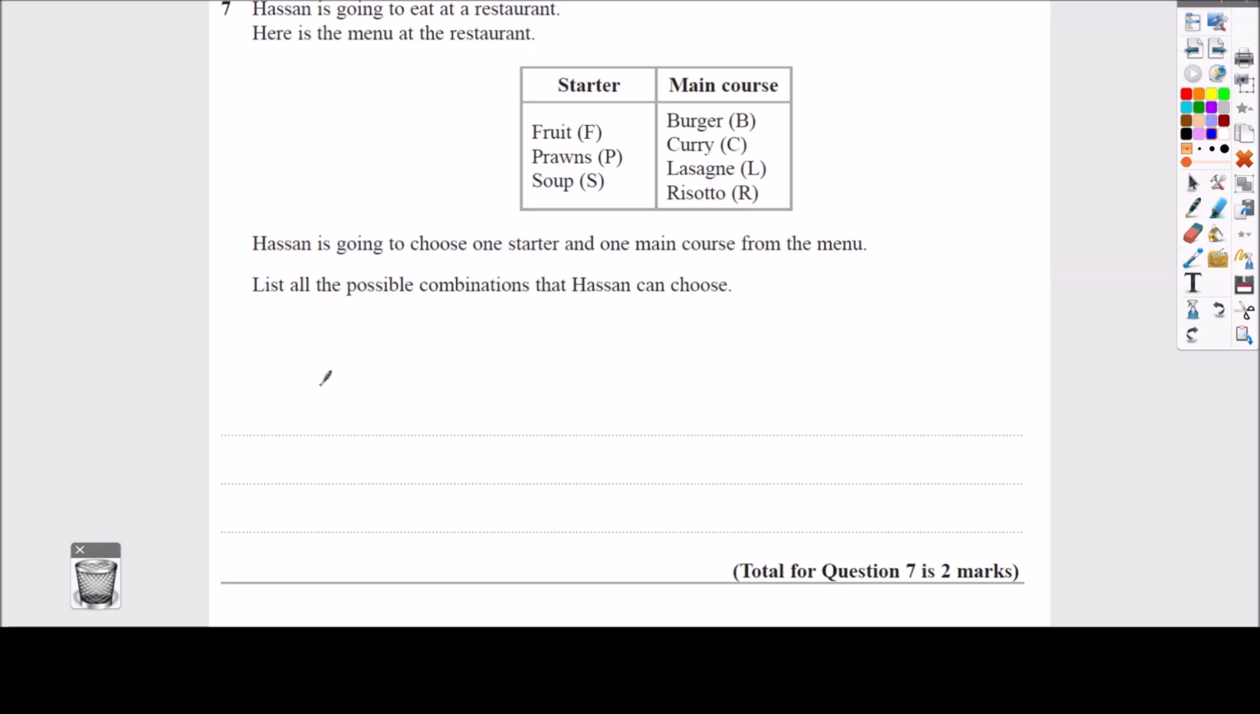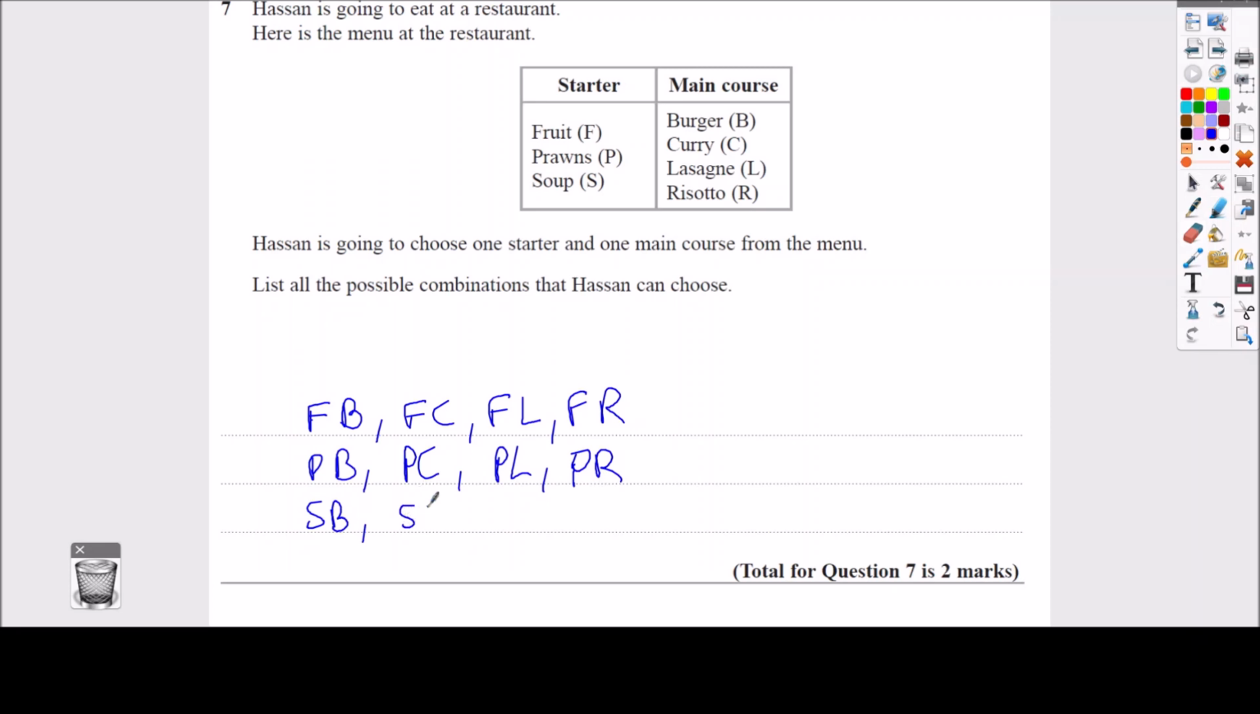So I'm going to go fruit burger, then fruit curry, then fruit lasagna, then fruit risotto. You've got these various lines, you might as well use them. I'm then going to go prawn burger, prawn curry, prawn lasagna, prawn risotto, and then finally soup burger, soup curry, soup lasagna, and soup risotto. Easy.